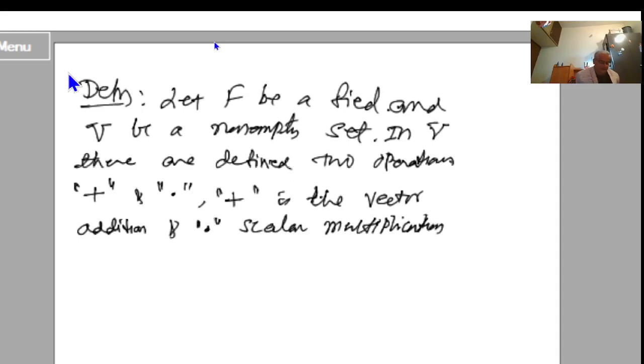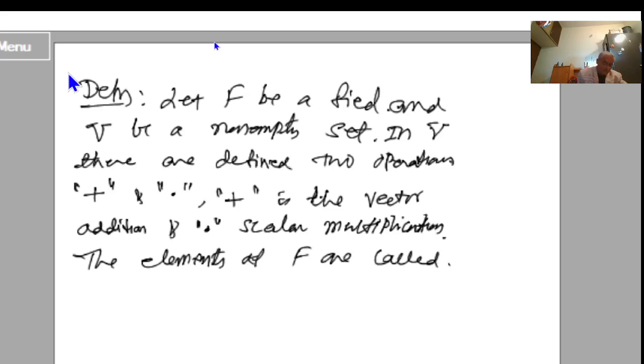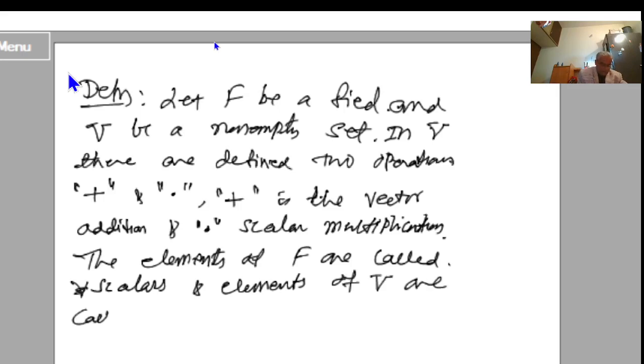Okay, and we define two operations. One is plus, another one is dot. Plus is called the vector addition, and dot is called the scalar multiplication. Here we call the elements of F scalars, and elements of V vectors.